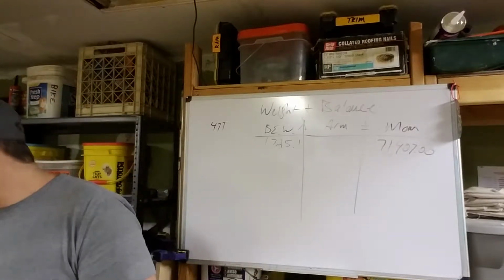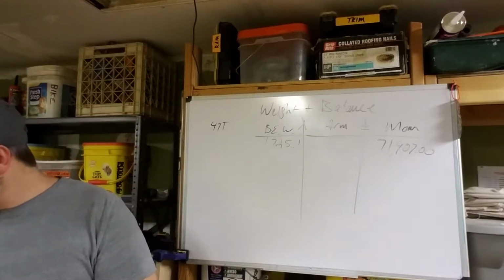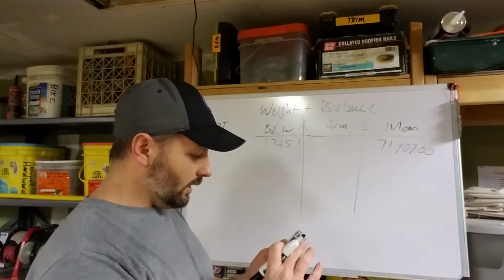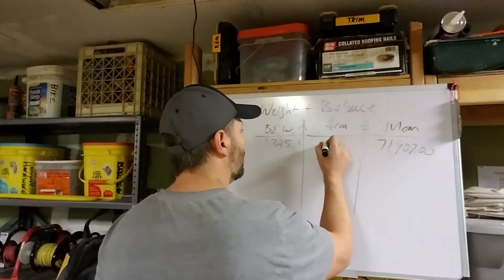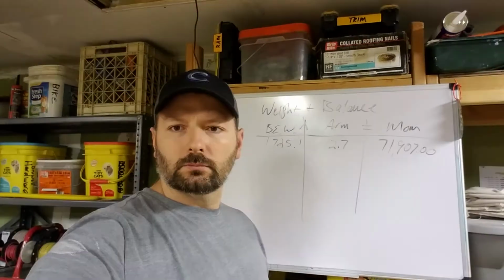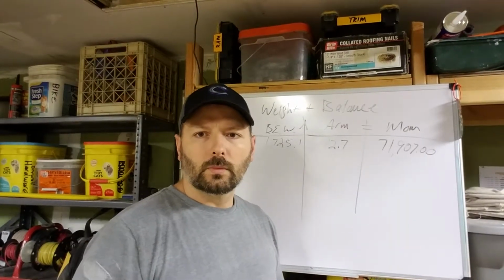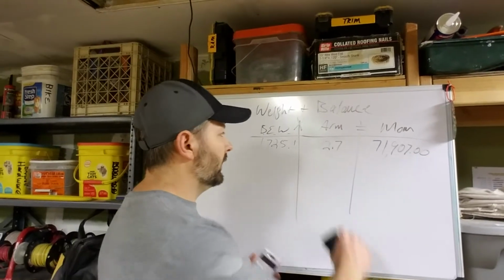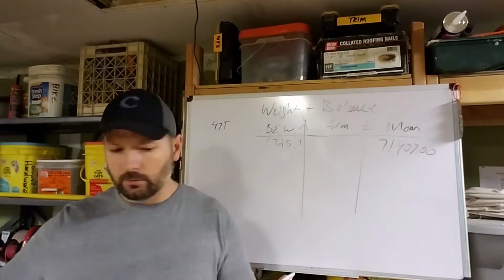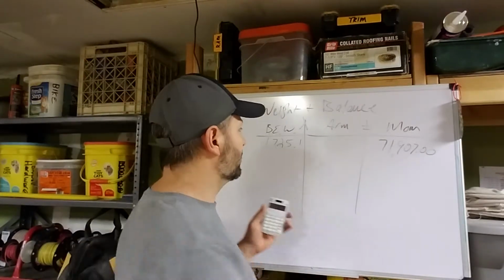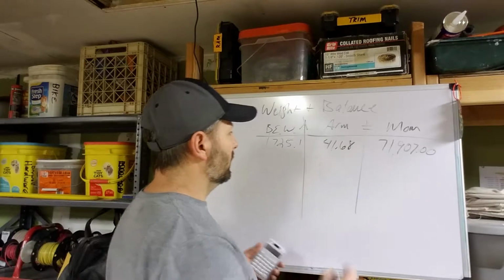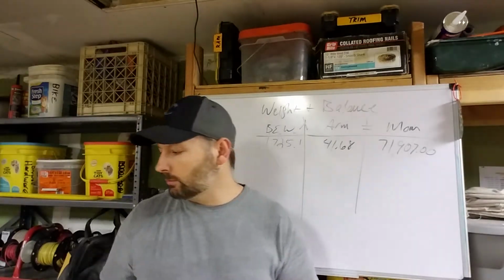Alright, so we've got 42.7. Alright, we're back on. Actually this is the wrong number. Sorry about that. I haven't used this calculator really that much. We've got 41.68. Okay. So that's your arm. That's going to go in that first row.